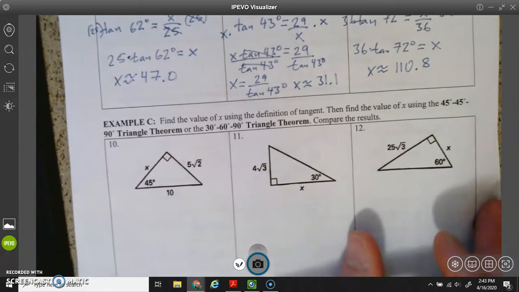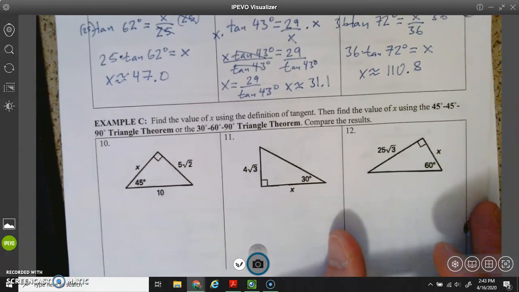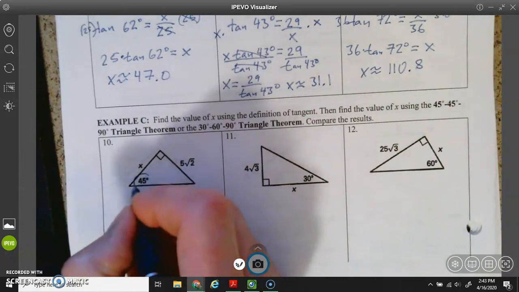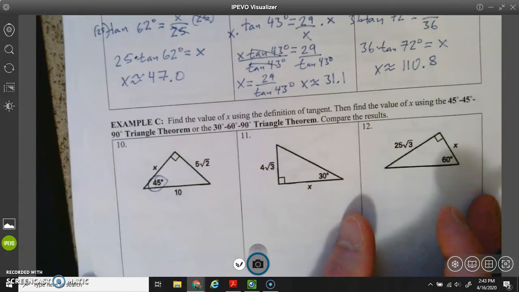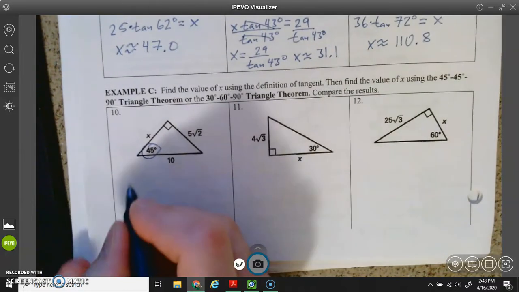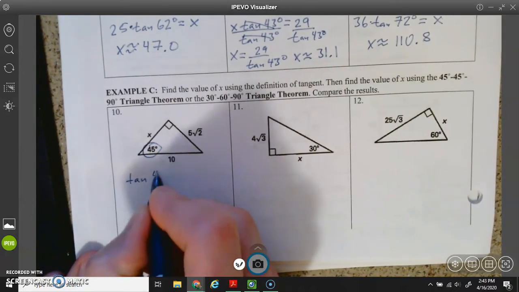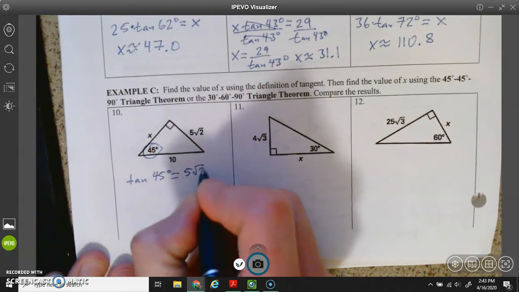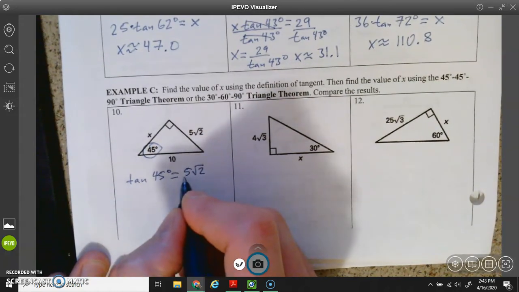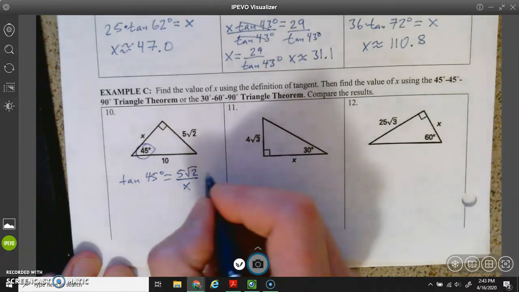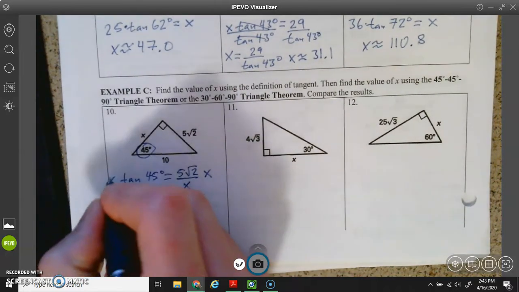This bottom set, example C: find the value of x using the definition of tangent, then find the value of x using the 45-45-90 triangle theorem or the 30-60-90 triangle theorem. Compare your results. So here I have 45 degrees, so that's my reference angle. So tangent 45 degrees is equal to opposite, so 5 square root of 2, over adjacent, so that's x. We want x in the numerator, so we're going to multiply by x on both sides.